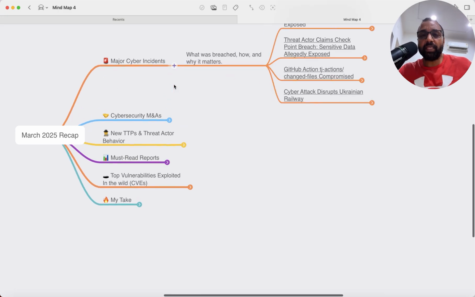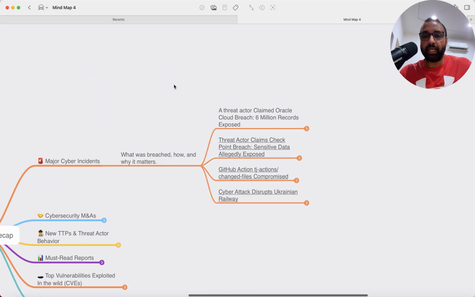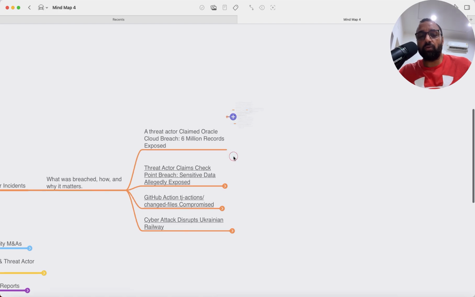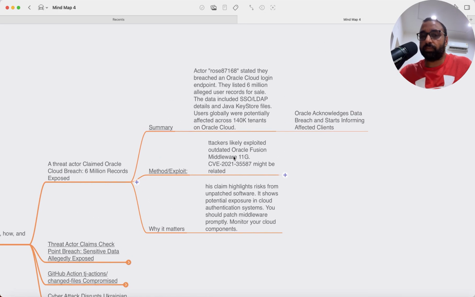So in terms of the major cybersecurity incident, the most interesting has been the ongoing Oracle cloud breach. Around 6 million records were exposed as per the actor with the handle Rose87168. The actor stated that he breached an Oracle cloud login and listed 6 million user records for sale. The data included SSO LDAP details and Java key store files, and it potentially impacted 140,000 tenants on the Oracle cloud. And Oracle eventually acknowledged the data breach and started informing its affected clients after some time.